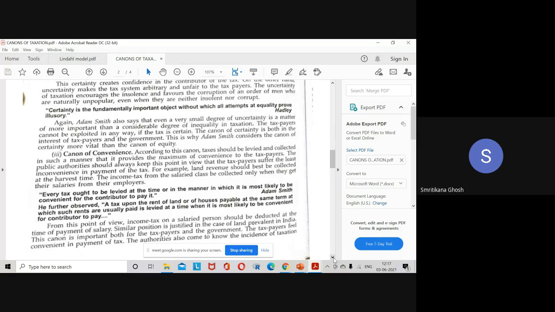Okay. For example, I'm just giving you one example. Income tax from the salaried class should be collected only when they get their salary from their employers. First of all, is it? Yes. Any structured sector is collecting tax like this. When you are getting the salary, that income tax is deducted, and then you get the disposable income. Okay. So this is done. And you know, the tax collection should also be convenient.